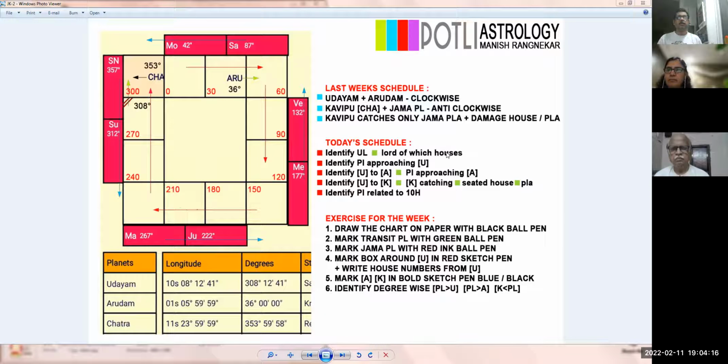Okay. So I'm just going to run through this quickly. If you all have any doubts over here, you ask me. So first of all, we have to identify the Udayam Lord. If you see here, this is the Udayam. Okay. Udayam Lord is Saturn. First thing that you have to do is identify the Udayam Lord, identify the houses it is ruling over and where it is seated. 1 minute, just 1 minute.